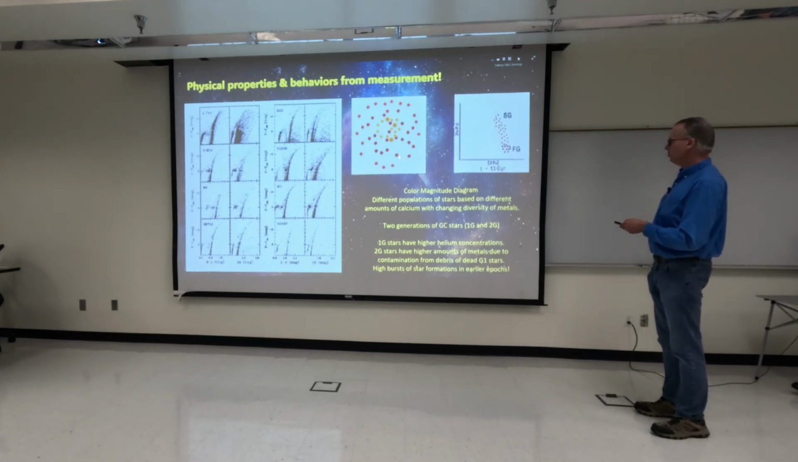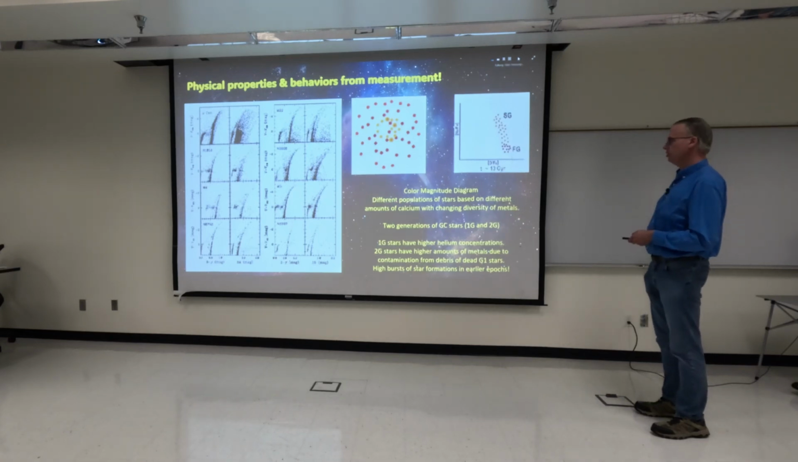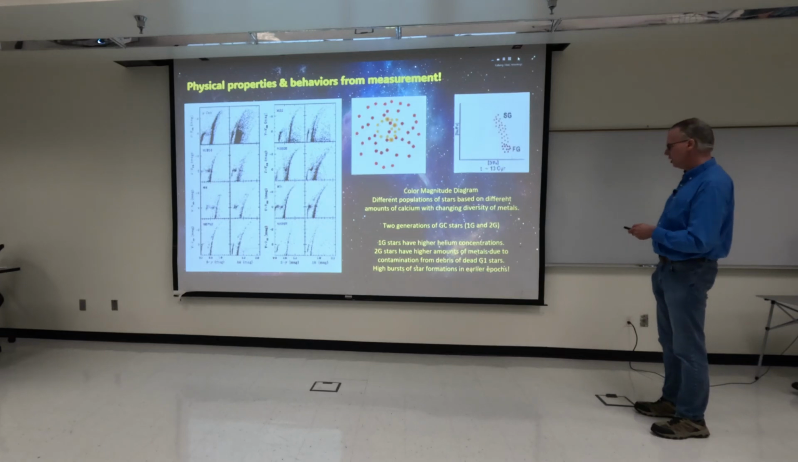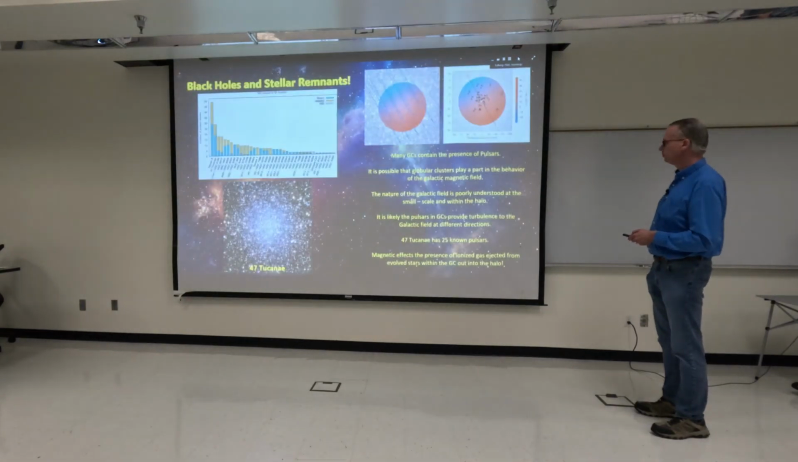But we look at the different populations of stars because we can look at the different amounts of calcium. Even though the calcium concentration is very low, it's very distinct for determining one generation from another, from the 1G to the 2G generations of stars.